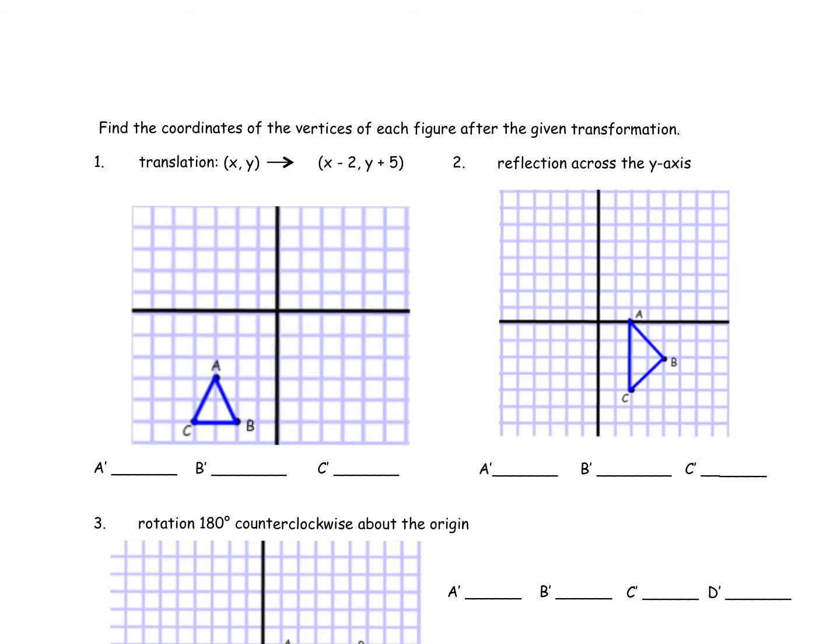A translation, remember, is that slide. We're gonna slide it according to our rule, x minus 2, y plus 5. Minus 2 is left 2 because it's on the x-axis. Y plus 5 is up 5 because it's on the y-axis. Take each point, start with A, move it left 2, up 5. And then we call it A prime, and then mark where that is. It's at negative 5, 2.